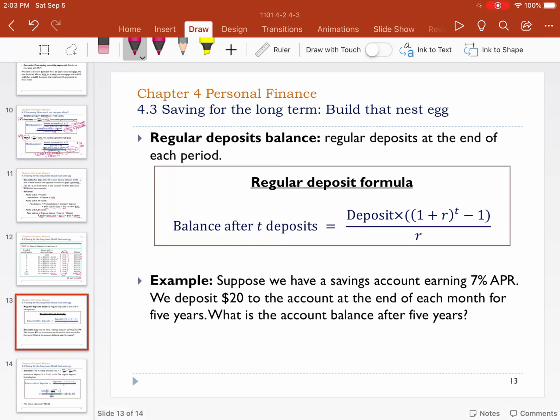So let's see, we would have to use that. And so we put in the deposit, and we take 1 plus R to the T, subtract 1, and just divide by R. So this is a slightly easier formula. And in this particular case, they pulled a kind of a weird percent out of there, so there's a little bit of round off on that one we'll talk about. But we earn 7% annual percentage rate. We deposit $20 to the account at the end of each month for 5 years. What's the account balance after 5 years?